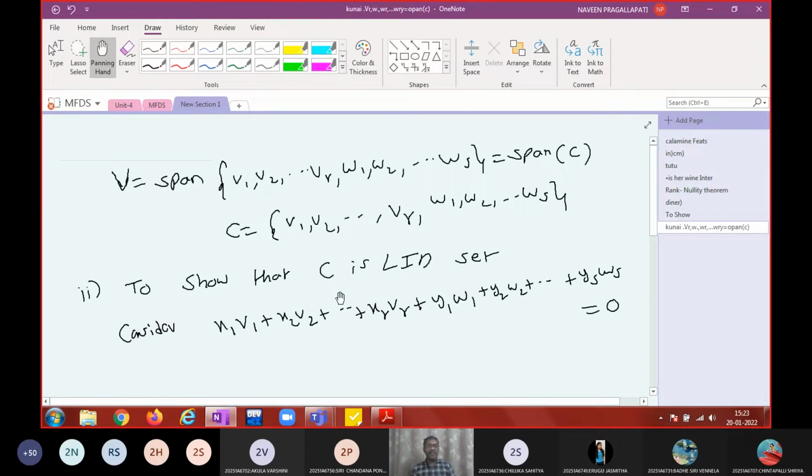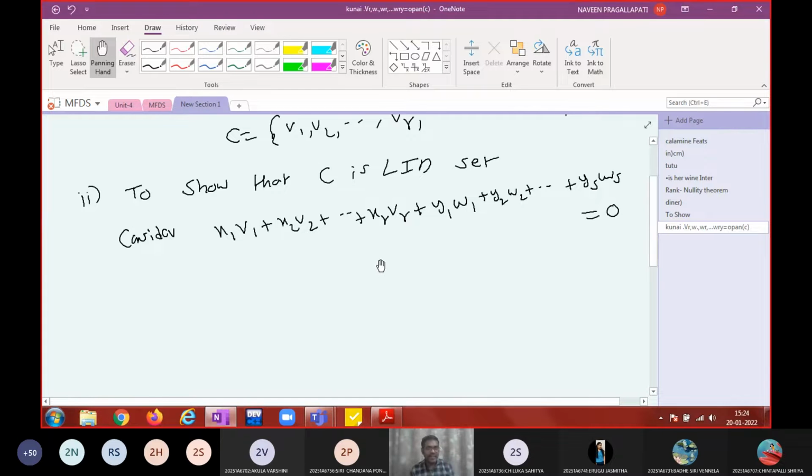What is the meaning of linearly independent set? Whenever this linear combination is 0, if I can show that that is possible only for all these scalars 0, that is, this linear combination is 0 only when I take x1 0, x2 0, xr 0, y1 0, y2 0 and so on, ys 0. If I can show that this is possible only when all the scalars are zeros, that means to show that C is a linearly independent set.